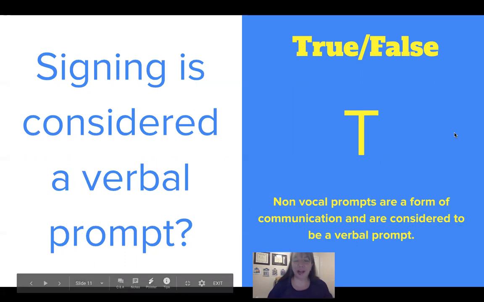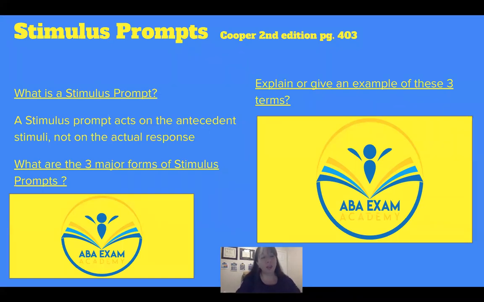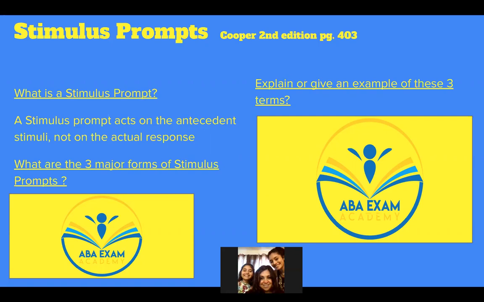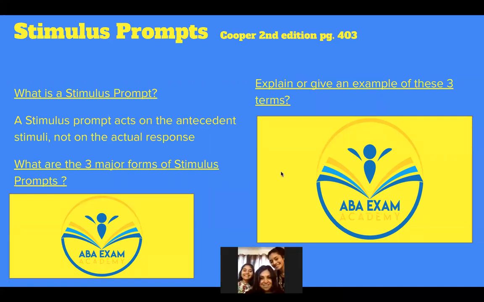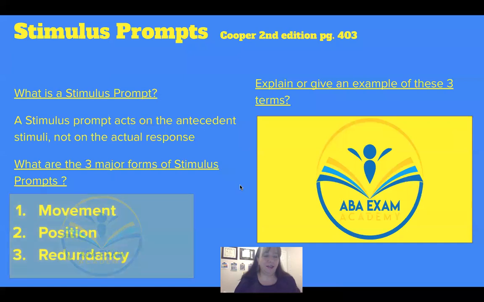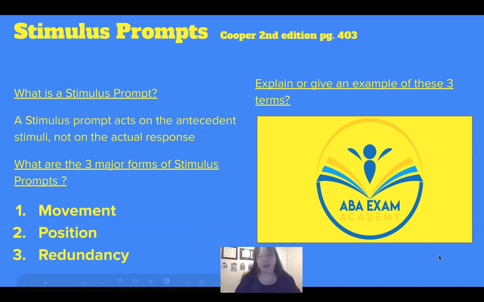So teaching for everyone. All right, so stimulus prompts, that's page 403 on Cooper. What is a stimulus prompt? A stimulus prompt acts on the antecedent stimuli, not on the actual response. So can anyone tell me what are the three major forms of stimulus prompts? Movement, position, and redundancy. So I heard movement, position, and what else? Redundancy. Yes, movement, position, and redundancy. Good job. Perfect, guys. You guys are working together, but you guys got this.